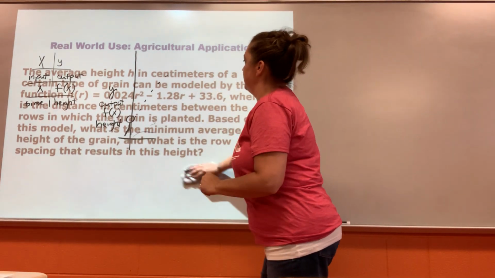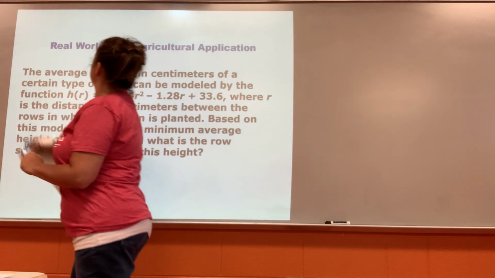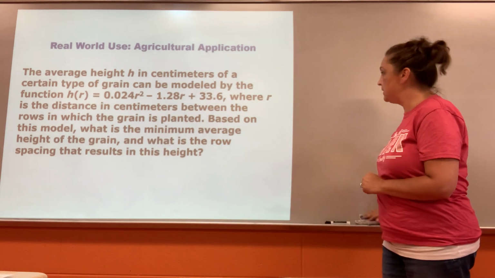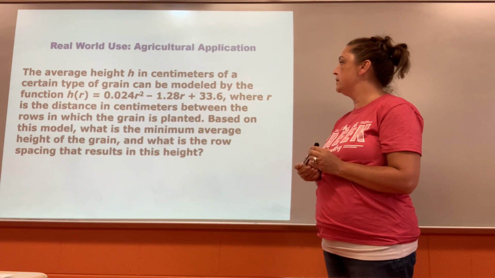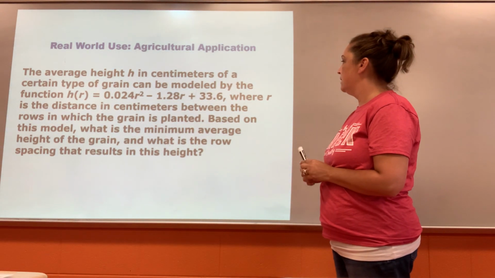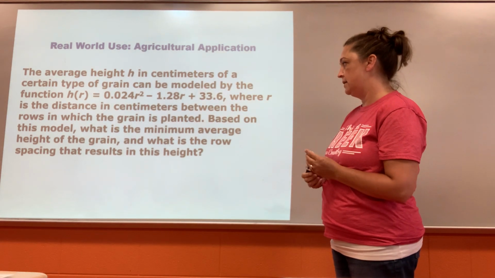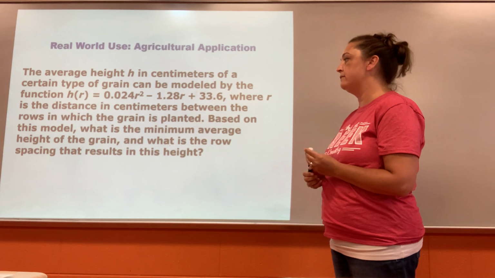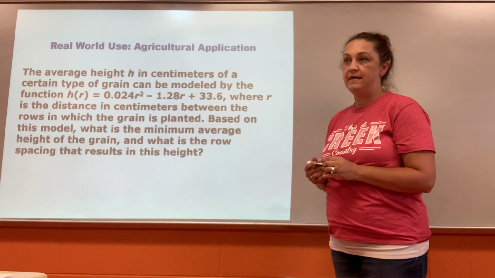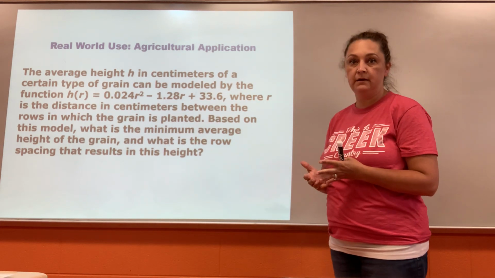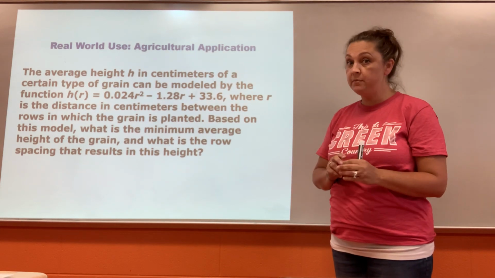So let's look at this first example. The average height in centimeters of a certain type of grain can be modeled by the function h of r equals blah blah blah, where r is the distance in centimeters between the rows in which the grain is planted. Based on this model, what is the minimum average height of the grain, and what is the row spacing that results in this height? That sounds really hard. It's not that bad. I don't even understand what I just read until I go back and read it again, sometimes a couple of times.